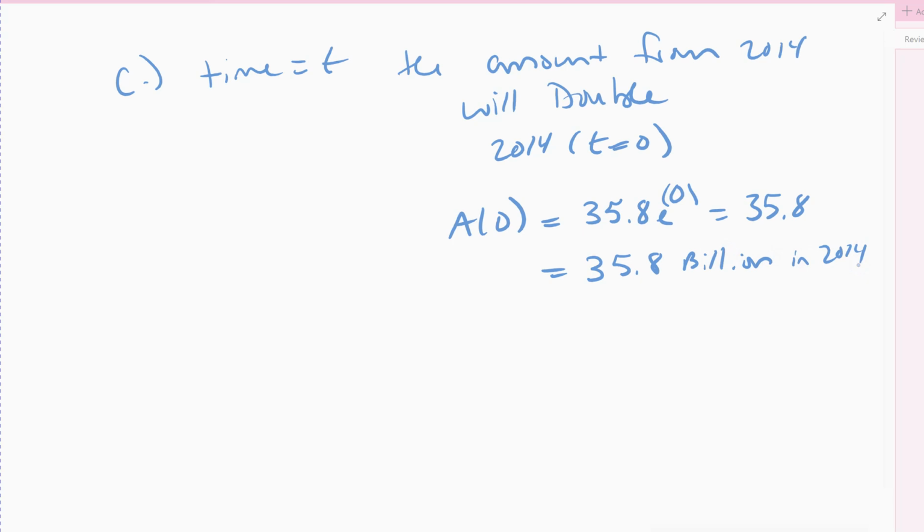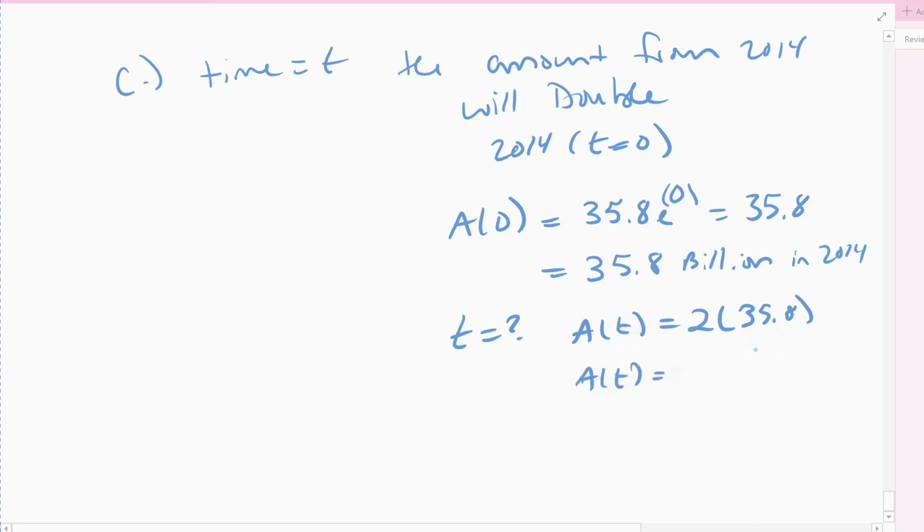And again, the book kind of goes through the doubling time. There's a little trick equation, and I'm going to talk about that at the end. So if you know the little trick, you can go ahead and use it. But if you don't know the trick, this would be the process you use to solve. So I want it to double. At what time will my A of t be twice that 35.8 billion? So when will A of t equal 35.8 times 2, which is 71.6 billion? When will the amount Americans spend on organic food reach 71.6 billion?